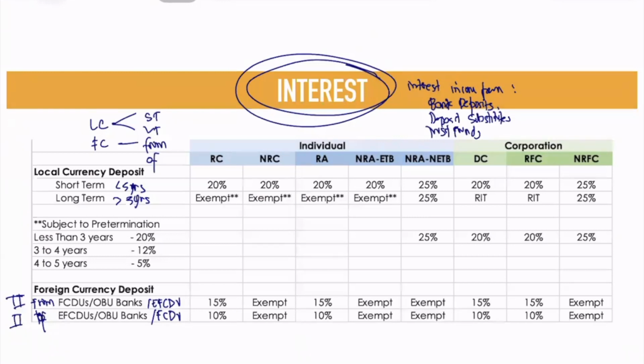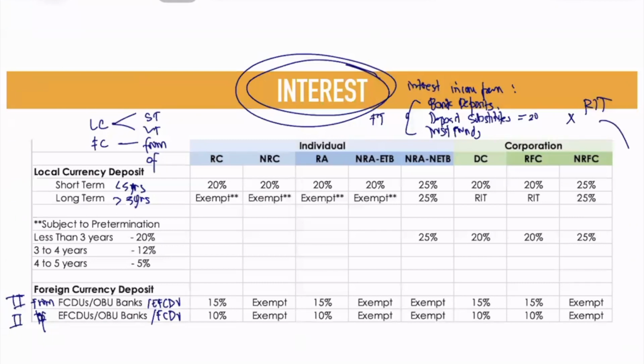Sir, what is a deposit substitute? Normally, a deposit substitute is the obtaining of funds from the public. When we say public, it means at least 20 persons. If you obtain funds from at least 20 persons, not from bank deposits, then we call that a deposit substitute. How about a trust fund? A fund that is set aside for the trust or interest of another is a trust fund. If we have an interest income from this, then it is subject to final tax. How about if not from that? Then it is subject to regular income tax.